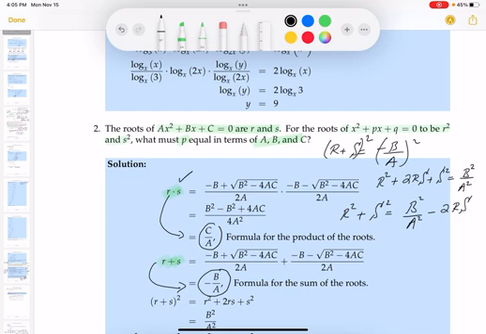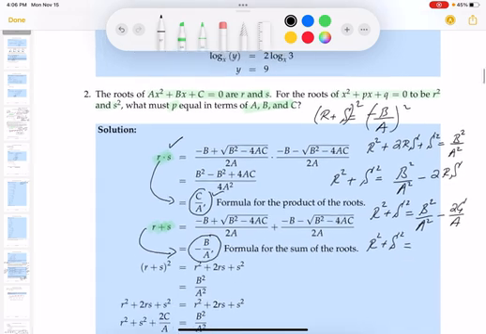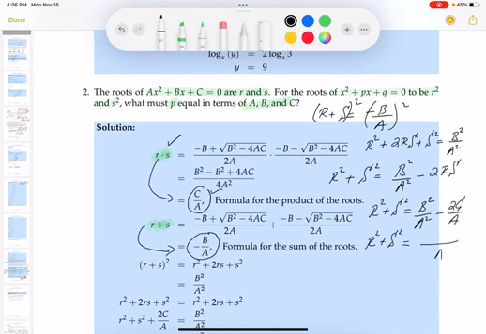Let's write this down. So r squared plus s squared is equal to b squared over a squared minus 2c, I'm using this, over a. So r squared plus s squared is equal to, well, I got a squared in the bottom, right? And you would get b squared minus 2ac.